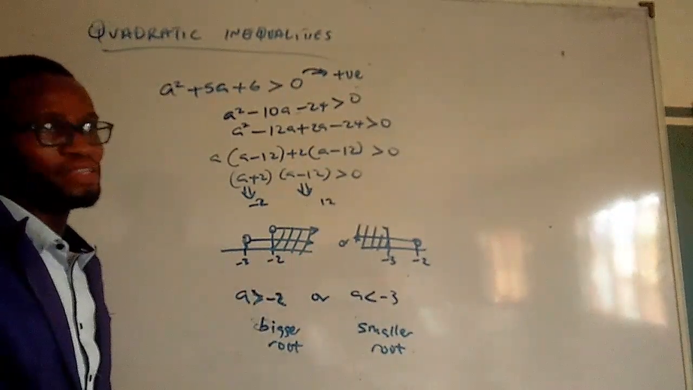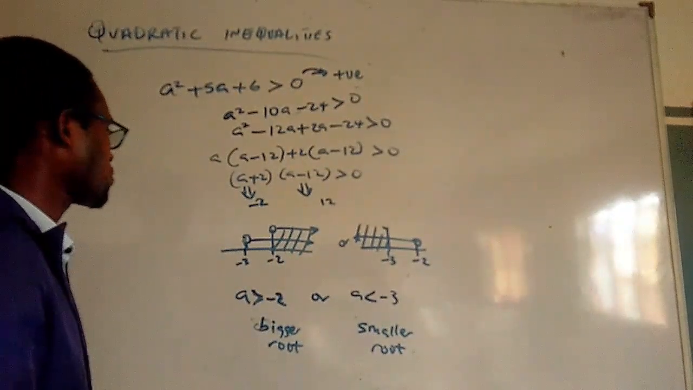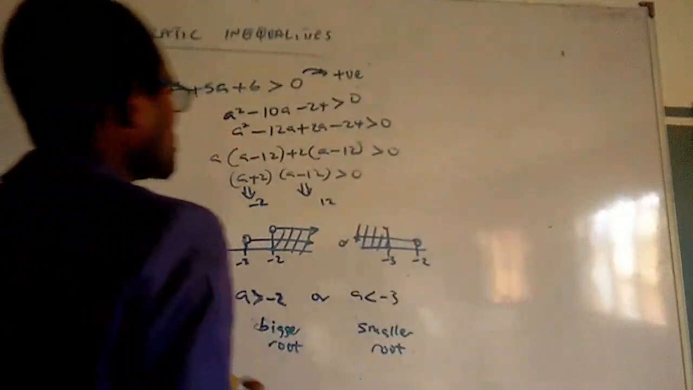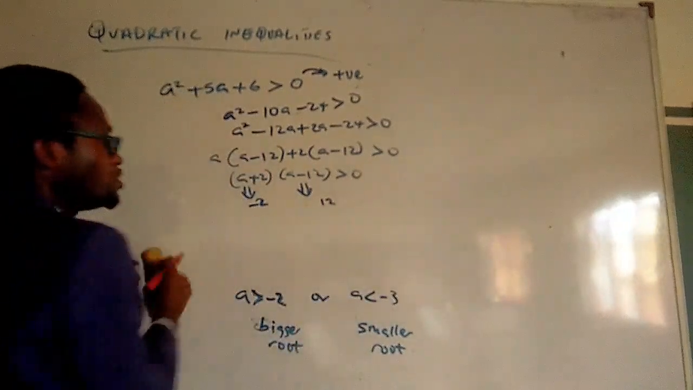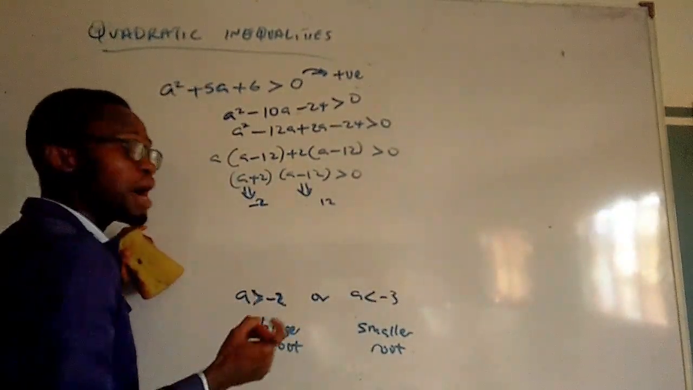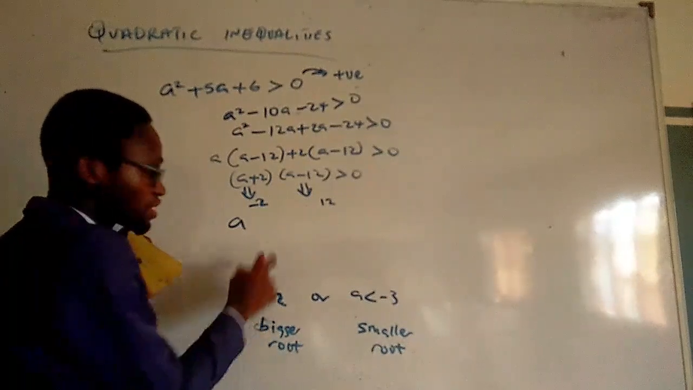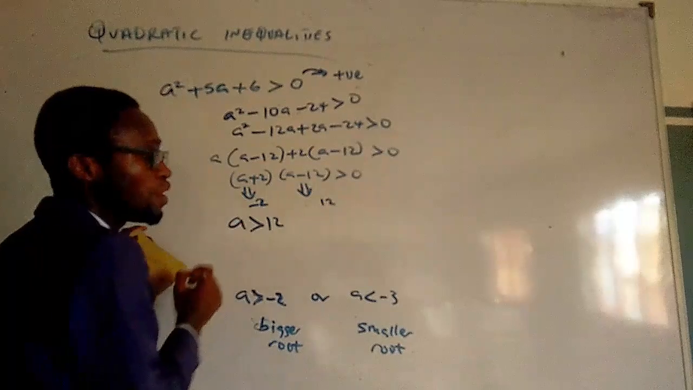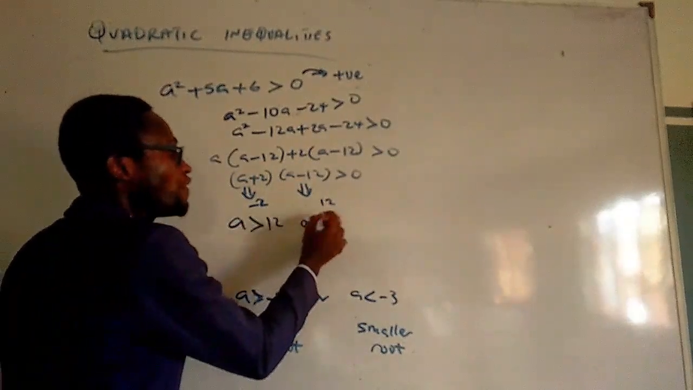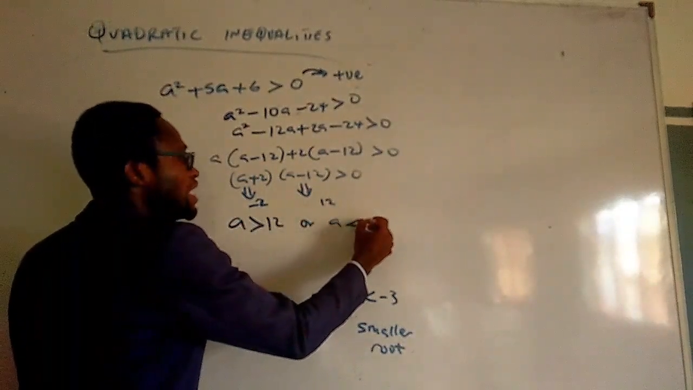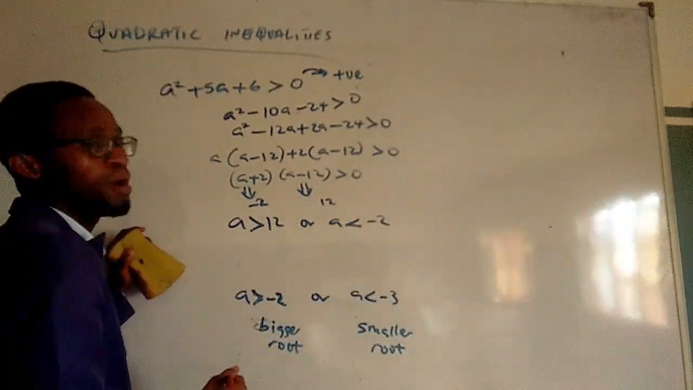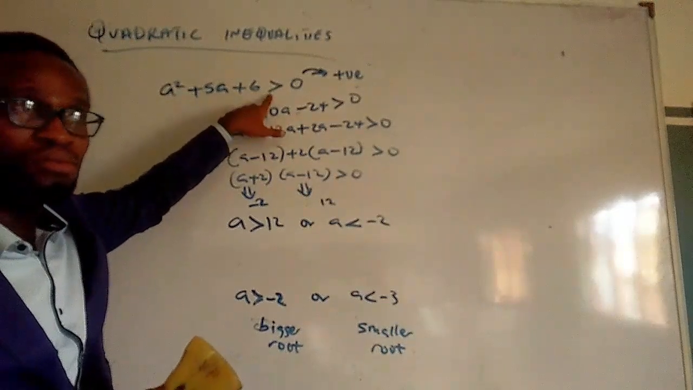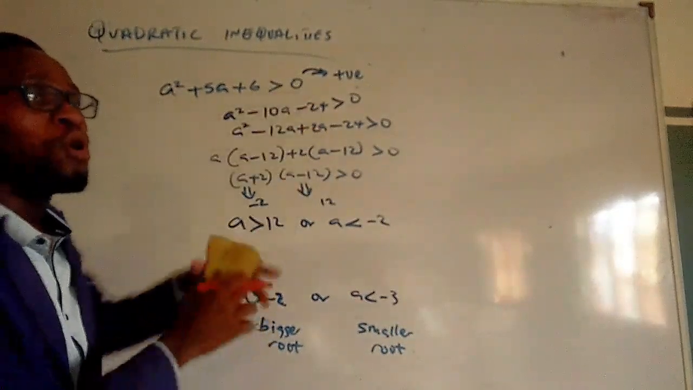Now, how do we get the final answer? You ask yourself this question: which of them is the bigger root? The bigger root is actually 12, and the smaller root is what? Minus 2. So our answer is going to be what? A greater than the bigger root, which is 12, or a less than the smaller root, which is what? Minus 2.